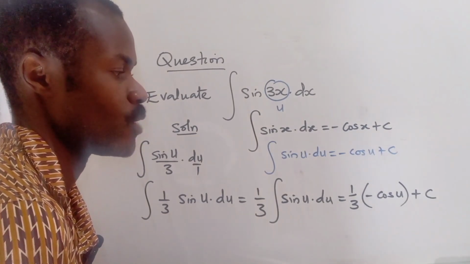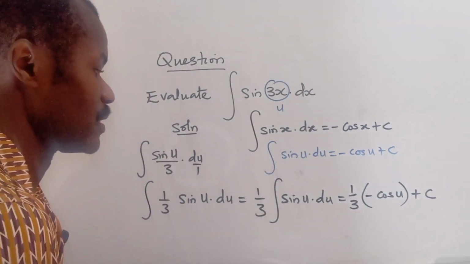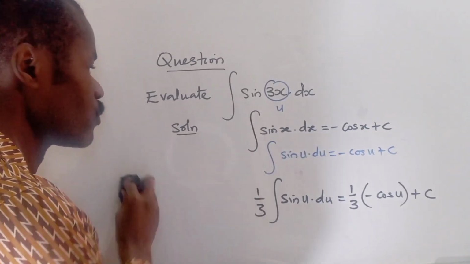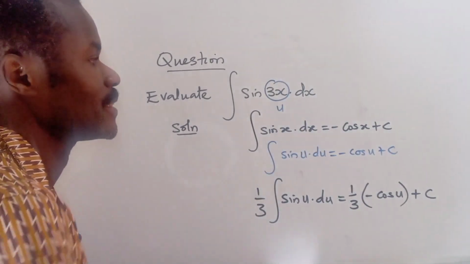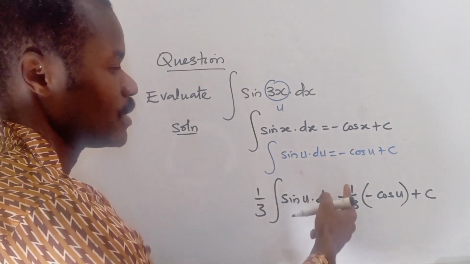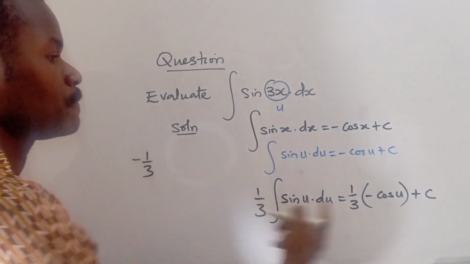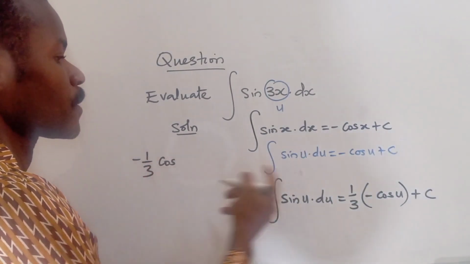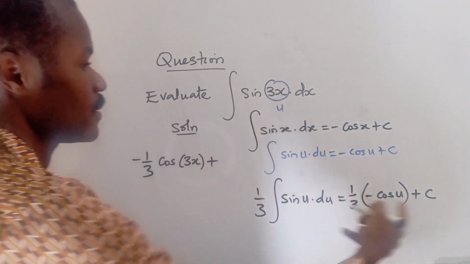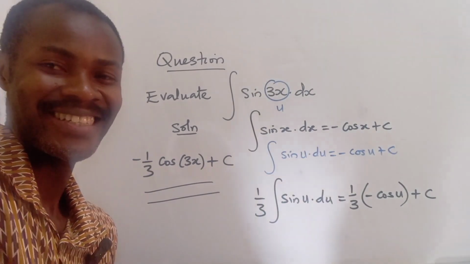With this, we can now substitute back. We don't want to keep it in terms of u, we want to keep it in terms of x. And remember, when we started initially, we had that u is equal to 3x. So this is 1/3 multiplied by minus 1, so it is minus 1/3 cos of 3x, plus, you always have to put your constant. So this gives us the solution to this question.